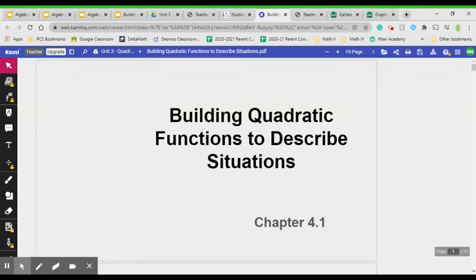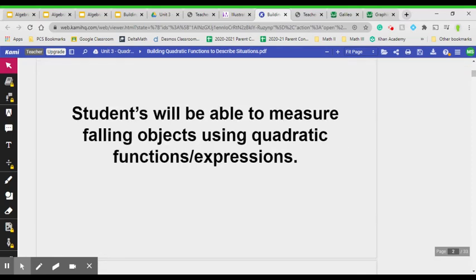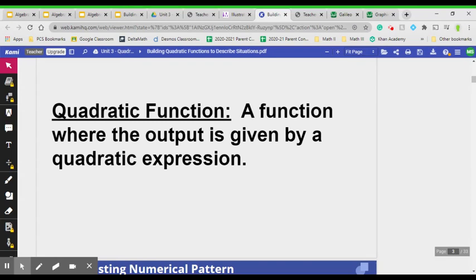Welcome to this video on building quadratic functions to describe situations, the beginning of chapter 4, which is quadratics. Today, in this first part, students will be able to measure falling objects using quadratic functions and expressions, and also talk about objects shot into the air as well. One important vocab word is the idea of what a quadratic function is.